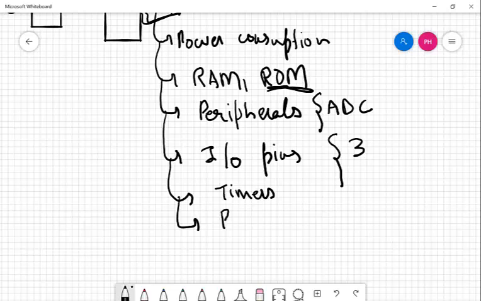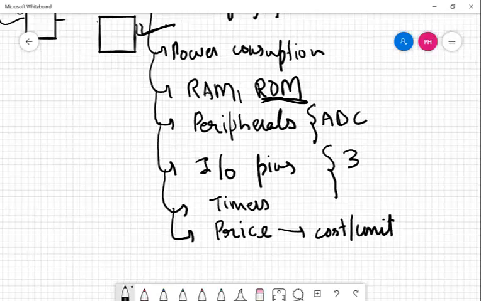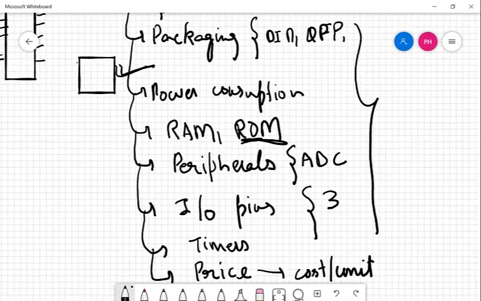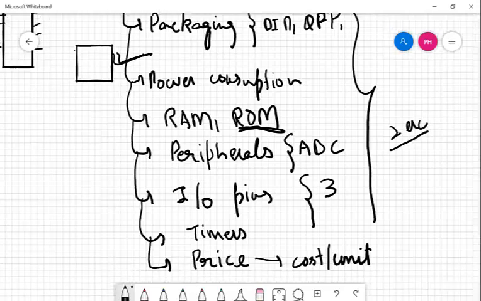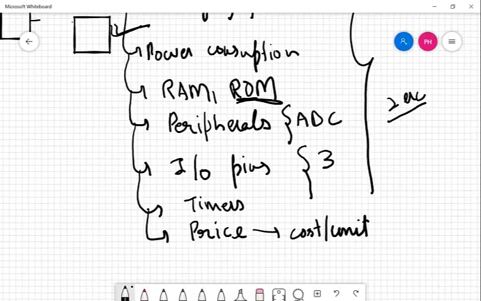And there is one more thing, that is price. It's very critical. Actually, the price means cost per unit. What's the cost per unit of the microcontroller? I may be getting all these things in a couple of microcontrollers, in 2 microcontrollers. Of course I will choose the one with less cost per unit, because this is important in terms of the final cost of the product in which this microcontroller will be used, because at the end of the day I have to sell the product.